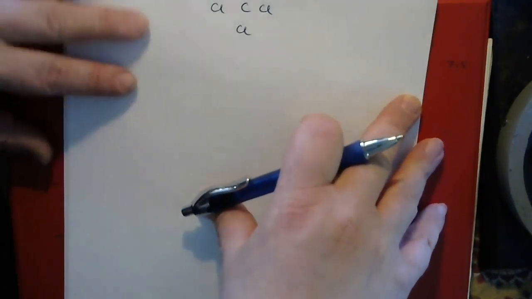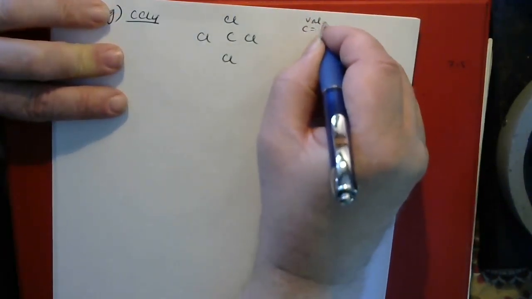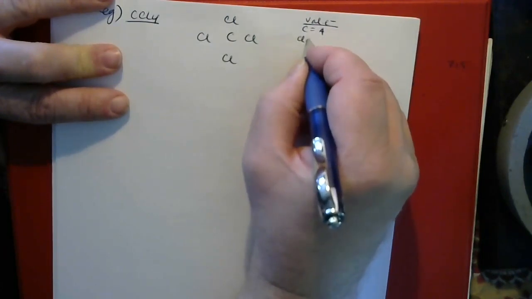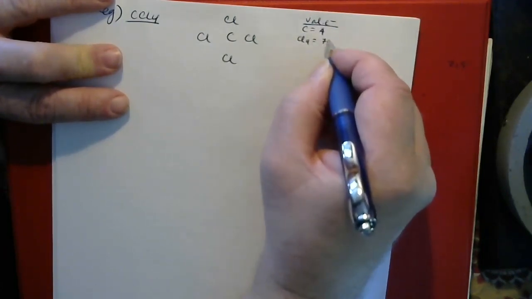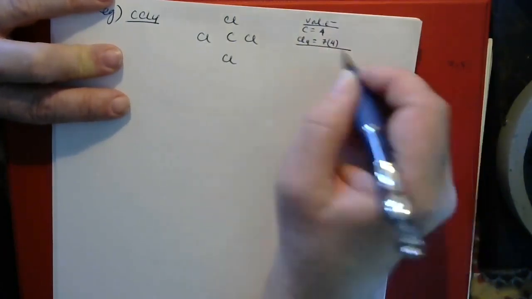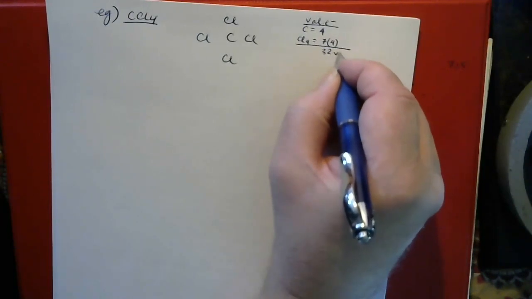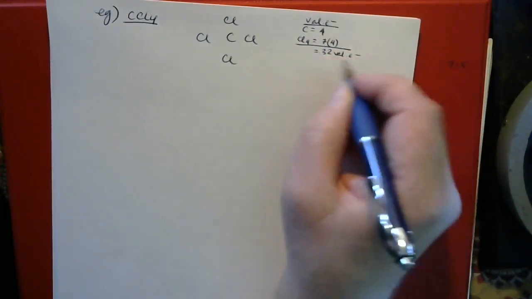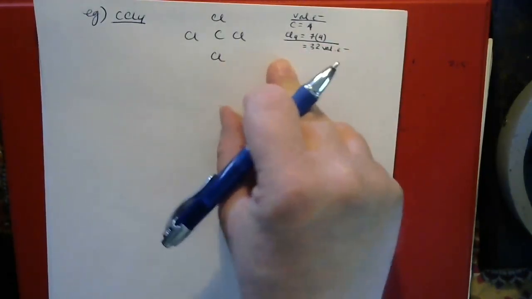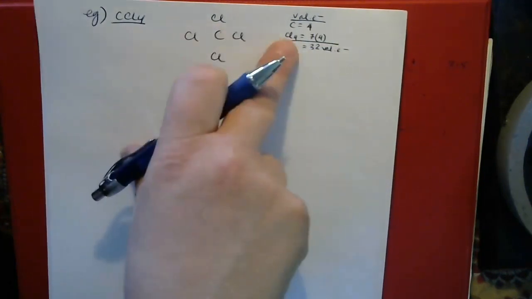Then we need to find the total number of valence electrons. Carbon has 4 valence electrons. Each chlorine has 7, but there are 4 of them. And when you add all of that up, we have 7 times 4, which is 28, plus 4. We get 32 valence electrons for this entire structure. So we have 32 electrons to deal with here. There's no charge on it, so we don't have to add or subtract any.